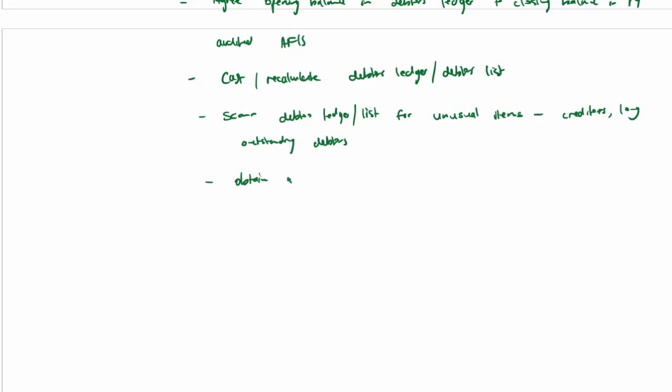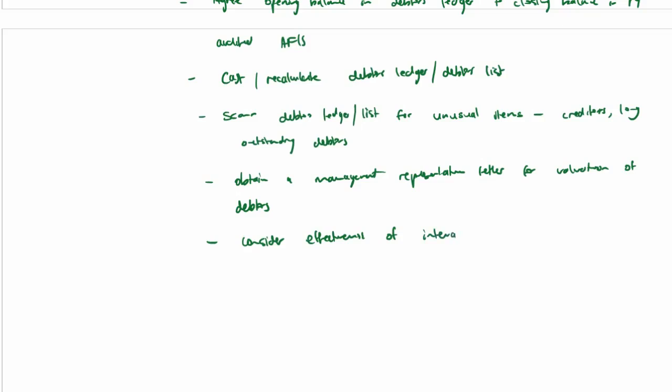Obtain a management representation letter for the valuation of debtors. Consider the effectiveness of internal controls over debtors and the impact on the substantive testing. I'm not going to forget that one anymore.